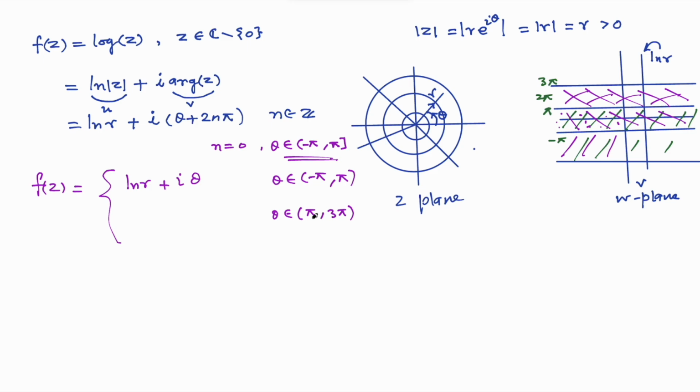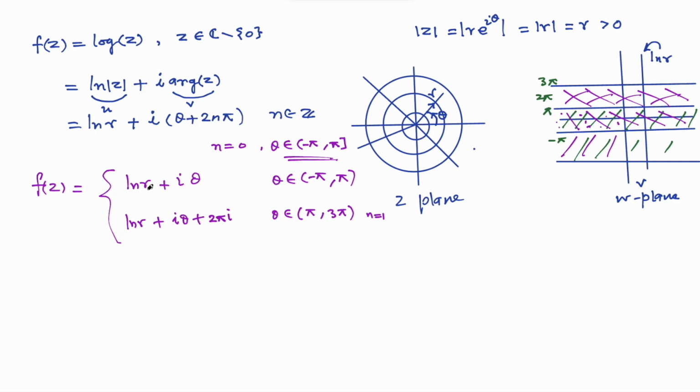What happens here is, in this range, if I plug in n equal to 1, what am I going to get? ln r plus i theta plus 2 pi i, for n equal to 1. Okay, one rotation. So here no rotation, one rotation, two rotations, three rotations, like that.